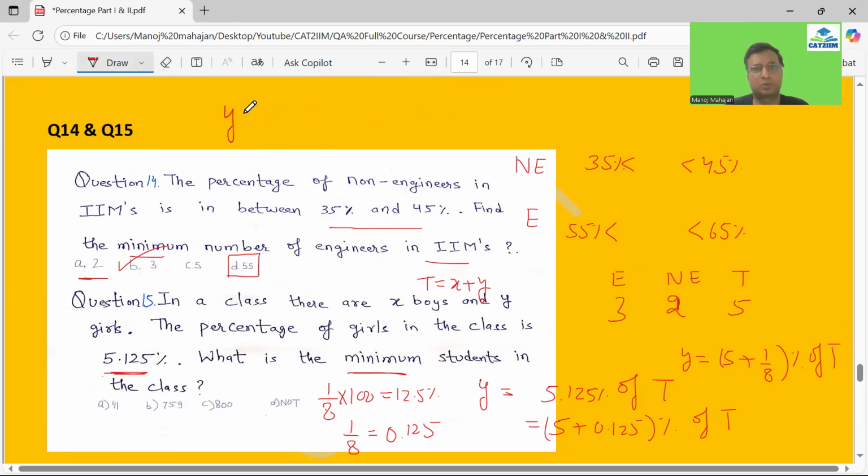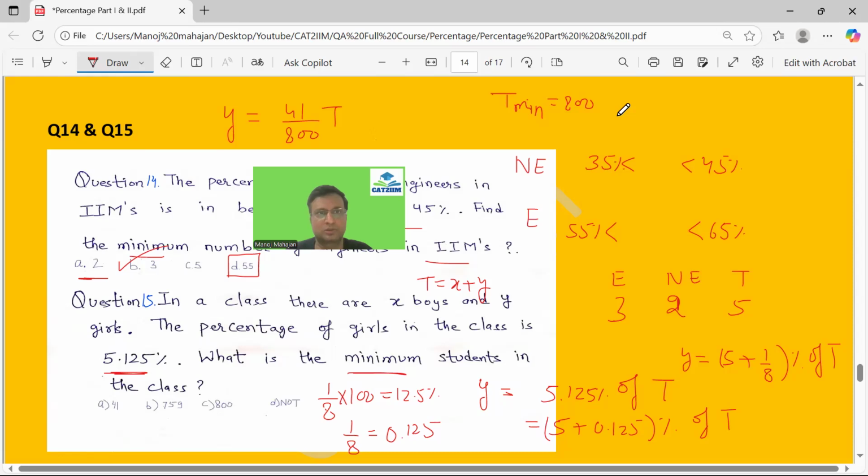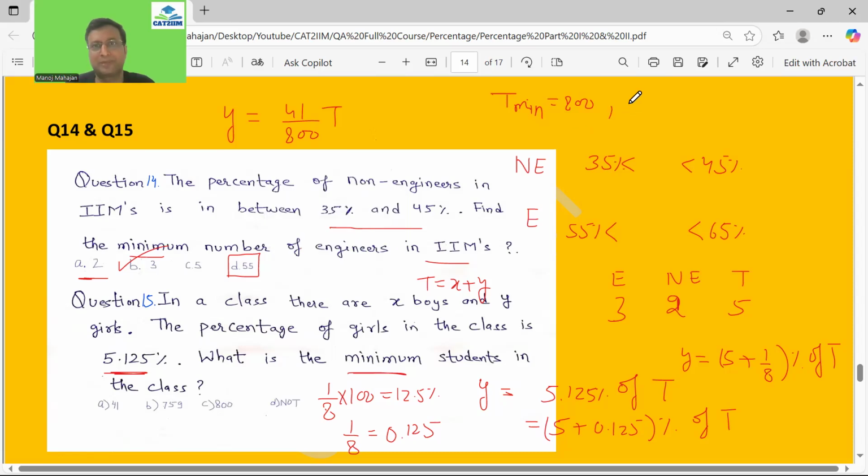So what is y equal to? If I see over here, this is 41 by 8 with the percentage sign removed. So I have to look forward to dividing by 100 of t. Now if you look at basic algebra, in the denominator we have 800. So the minimum value of t, I have to start with 800 so that my x and y both are integers, which has to be also. So over here, t minimum would be 800.